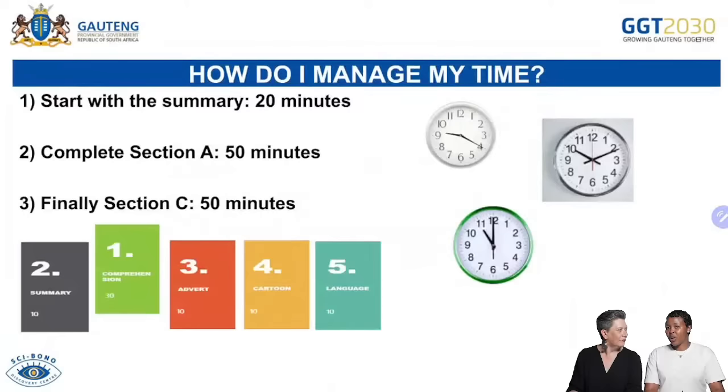Once you start with the summary, then you complete section A, which is your comprehension. That takes about 50 minutes. And you know, grade 12s, you've already scored yourself about 50% of the paper. You have your comprehension, you have your summary. Finally, you move to the last section, which is section C. Here, you're going to be looking at your advert, cartoon, as well as language.